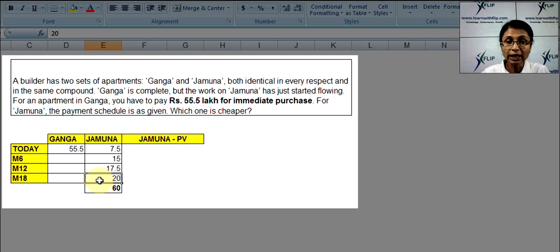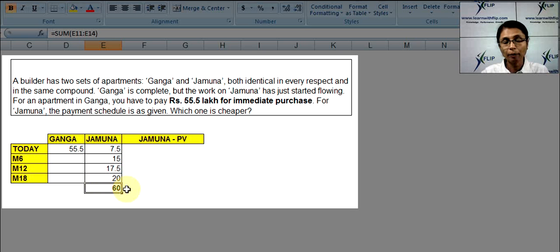You can only compare cash flows which are at the same point of time. Typically, we compare cash flows as of their value today. That is, we compare the present value of two cash flows. Now for Ganga, I already have the present value, right? 55.5 lakh. But for Jamuna, I do not have the present value. I have the value split into different points of time in the future.